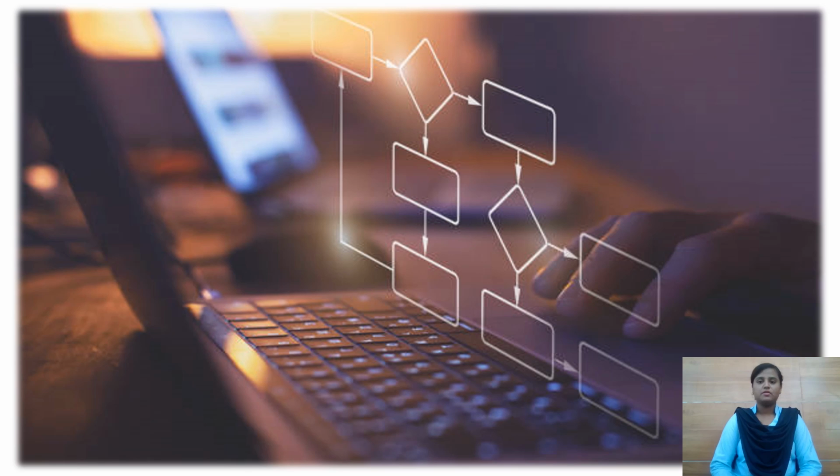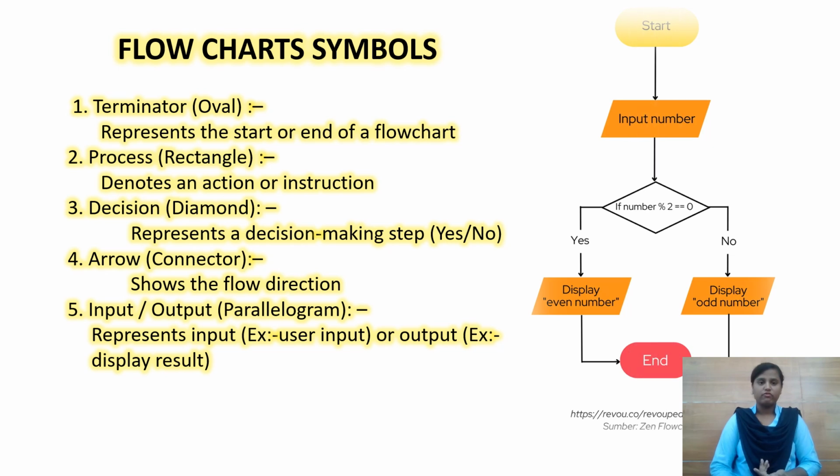Next slide is symbols of a flowchart. These are five symbols of a flowchart. First one, terminator. It is also known as the oval shape. It represents the start or end of a flowchart. The second symbol is process, defined as the rectangular shape. It denotes an action or instructions.